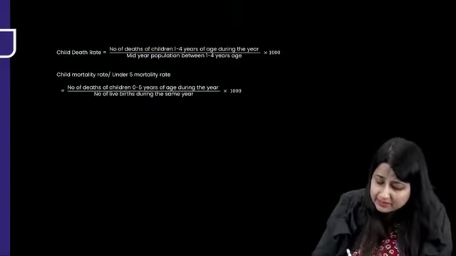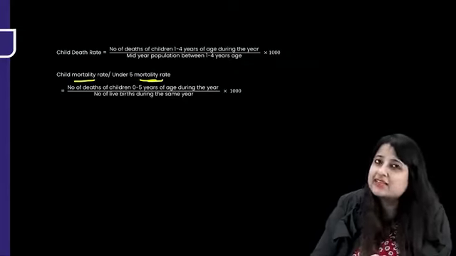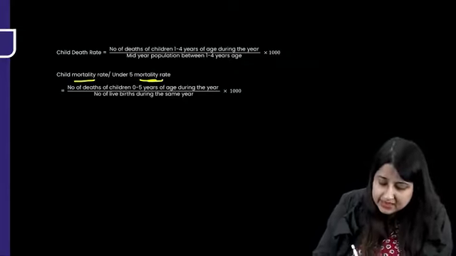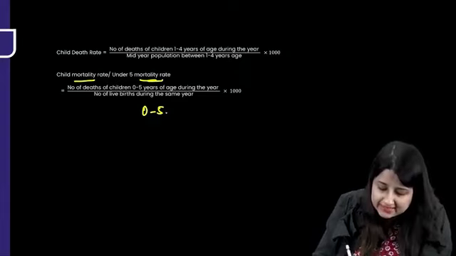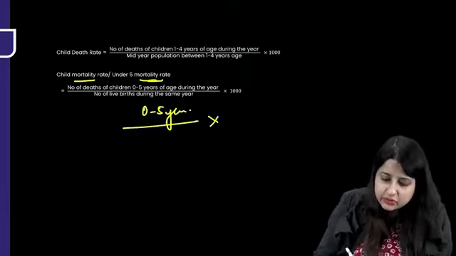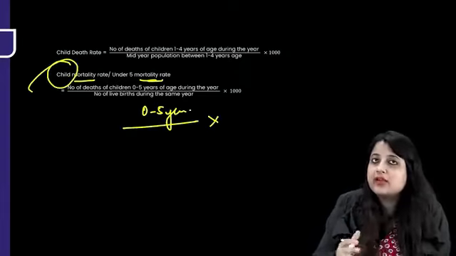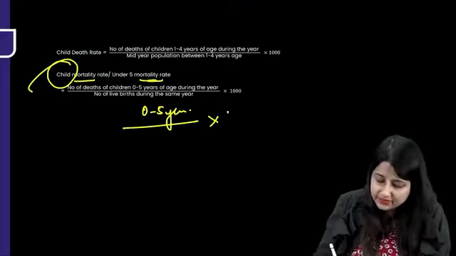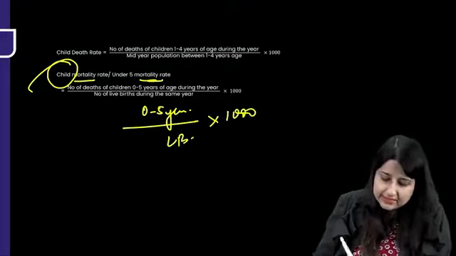Okay. One more thing, remember, under 5 mortality rate is the same as child mortality rate. So this is death of a child 0 to 5 years. Don't get confused in child. It is not 1 to 4 or 1 to 5. It is 0 to 5 years. Okay, per 1000 live birth.